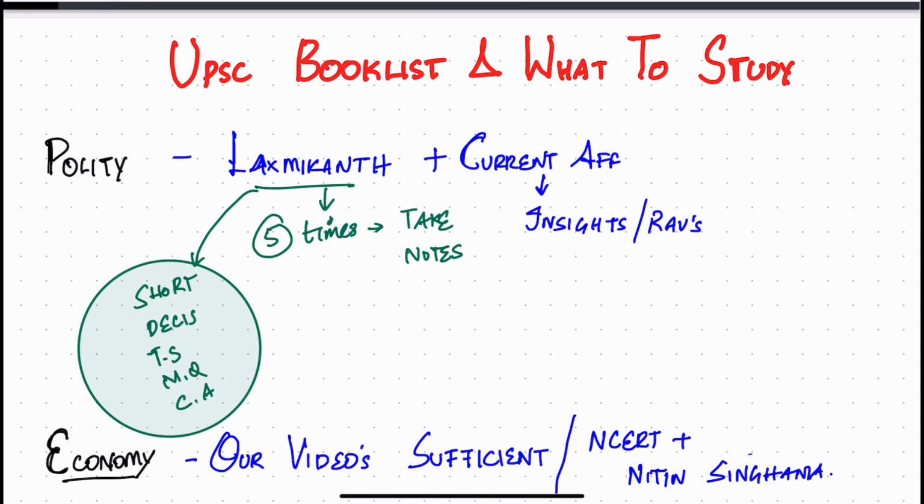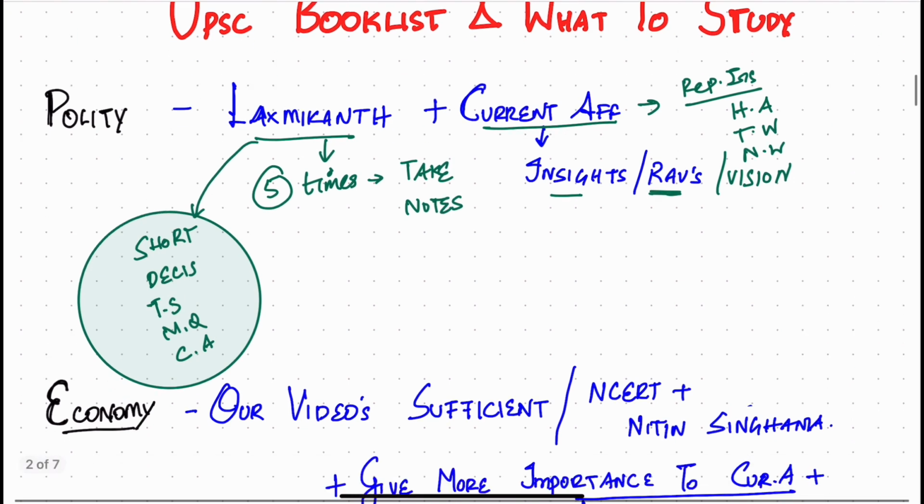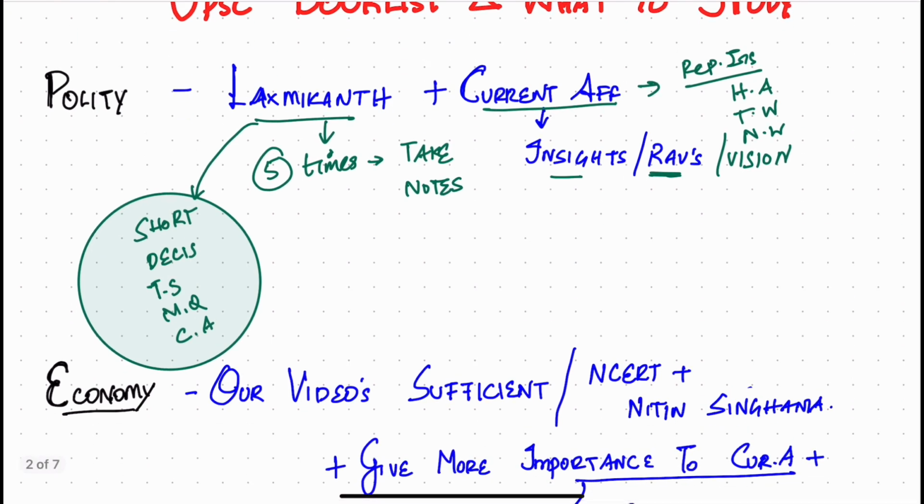Okay, then current affairs: which current affairs shall I make my own notes from? Believe me, in the first attempt or second attempt you can't make your own notes like reputed institutes. Okay, that is a headache, a time waste, and not worth it. So follow Insights or RAWs. If you preferably want Vision, you can take Vision also, but I'll tell you the pros and cons of RAWs, Vision and Insights.